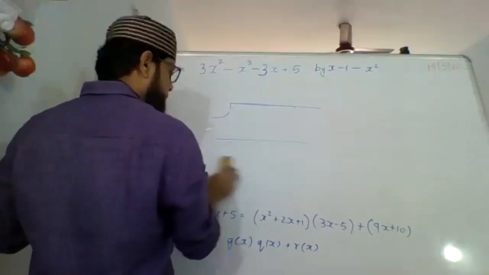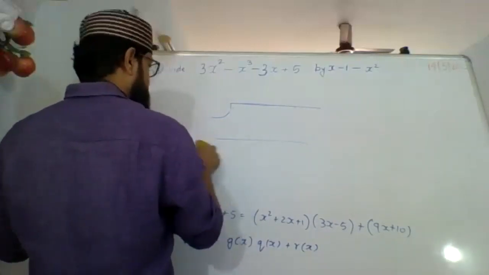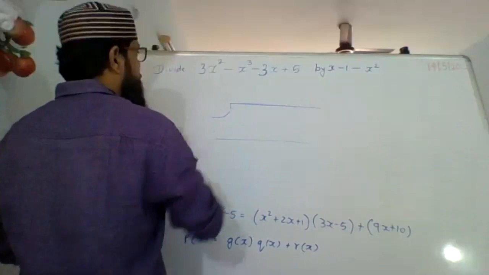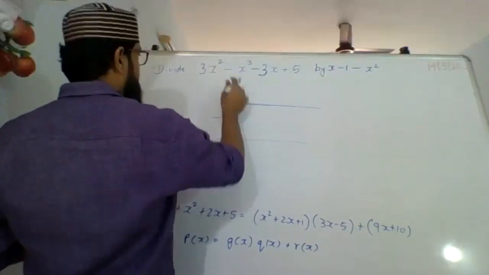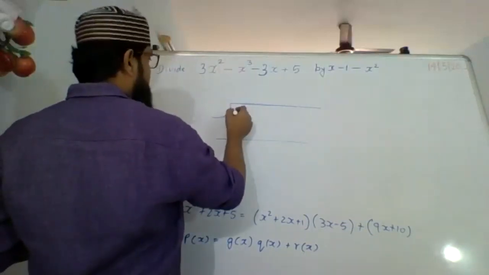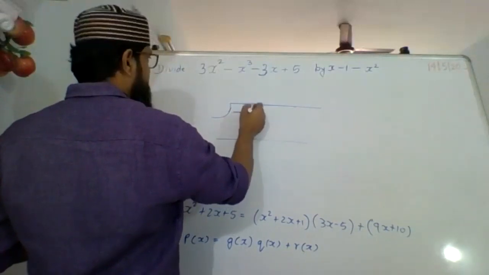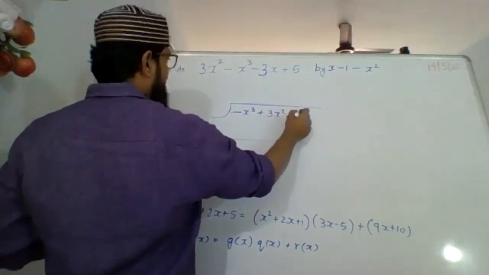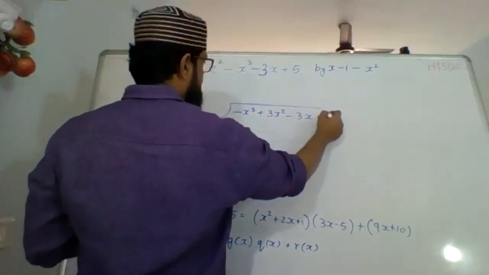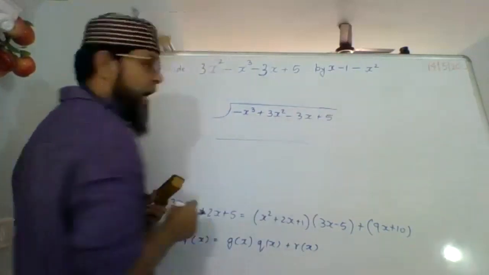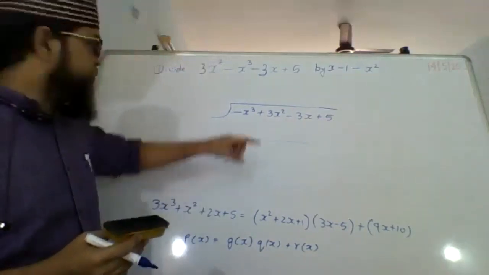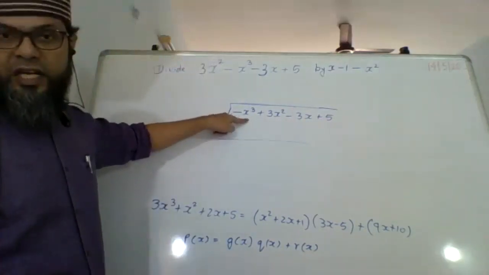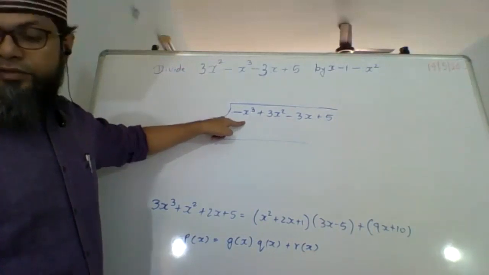Decreasing order of their indices. So x cube has to come first, but the sign is minus, so it will be minus x cube, then x square plus 3x square minus 3x plus 5. I have to write it in this order, otherwise I'll not get it right. Okay, so I've done this.